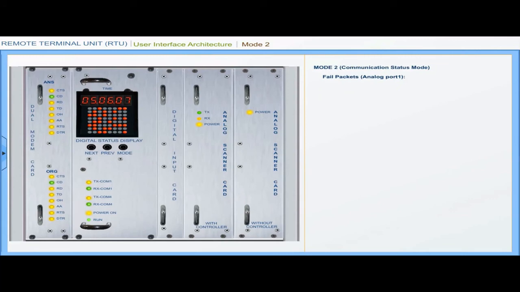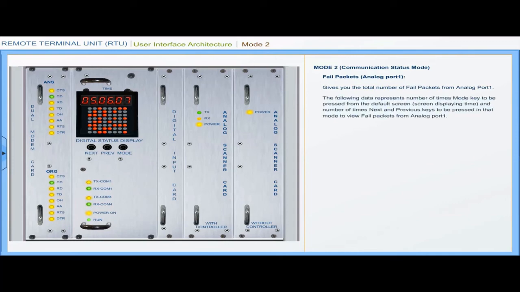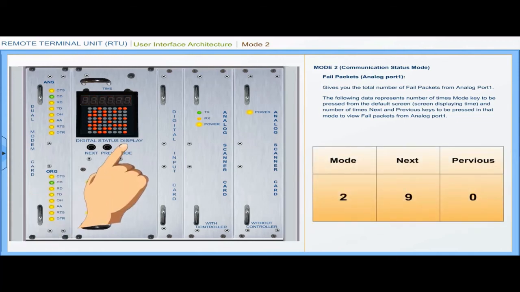Failed packets, analog port 1. Gives you the total number of failed packets from analog port 1. The following data represents number of times mode key to be pressed from the default screen, that is screen displaying time, and number of times next and previous keys to be pressed in that mode to view failed packets from analog port 1. Mode 2. Next 9. Previous 0. Display on 7 segments look like.